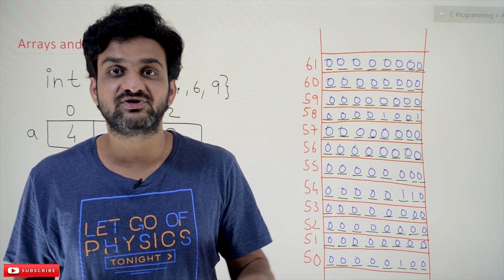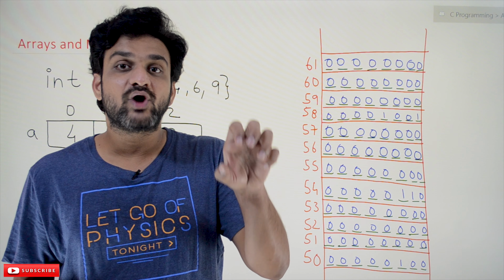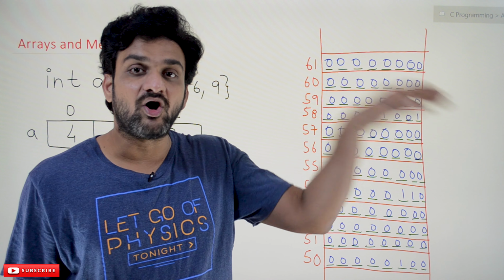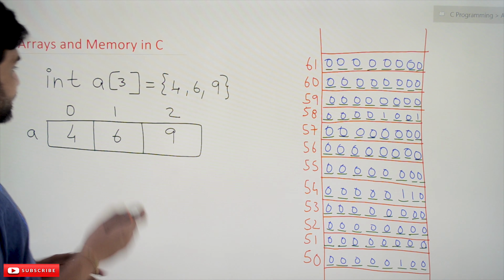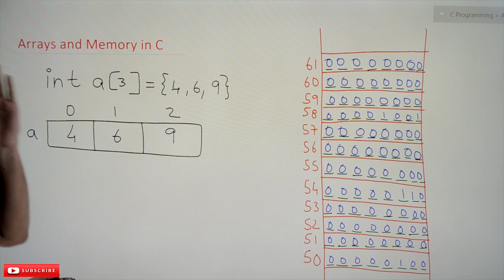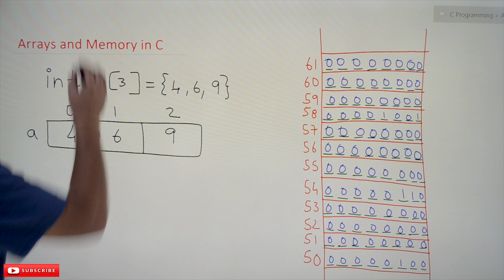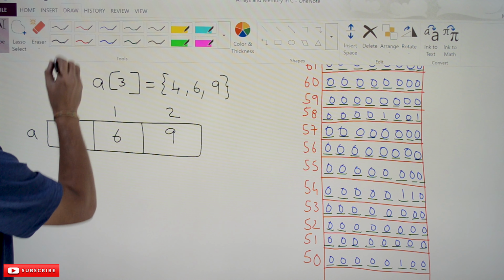Now coming to this class, we'll try to understand how an array will get stored on the memory. In our previous classes, we had our visualization of an array in this way. So here let's try to understand this with an example.